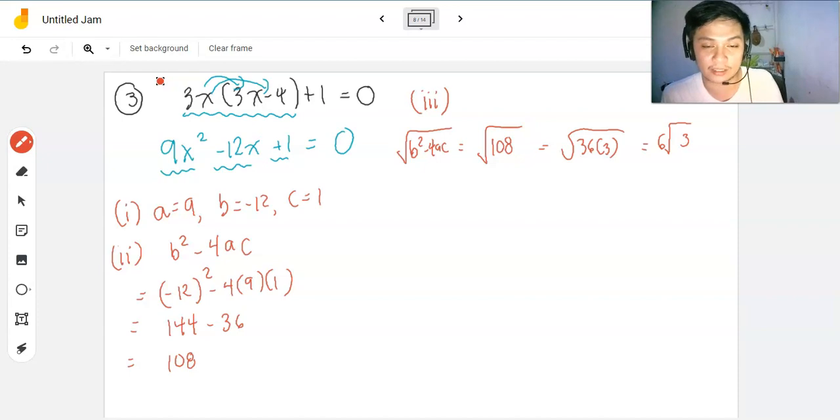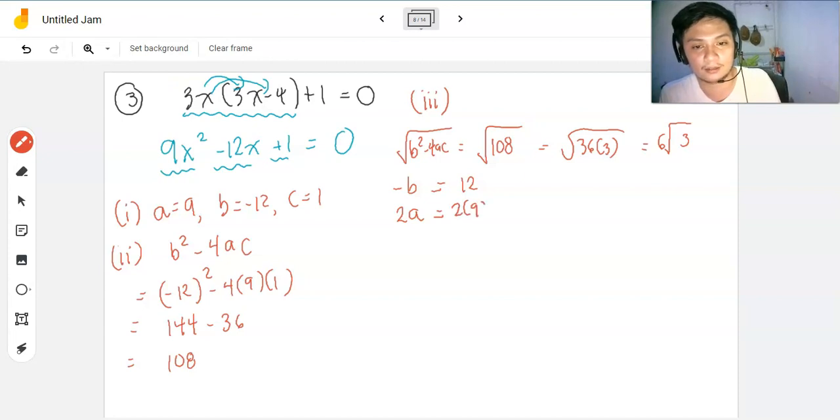Ano ang next natin gagawin sa step 3? Pagkuha ng value ng negative of b at ng 2a. Ano ang negative of b? This is negative of negative 12. So, reverse lang yung signs. Magiging positive 12. Para sa 2a naman, this is going to be, mukha namang itong a, no? So, 9 yan. 2 times 9. That's going to be 18. So, meaning these, this, and this are all needed sa step 4.